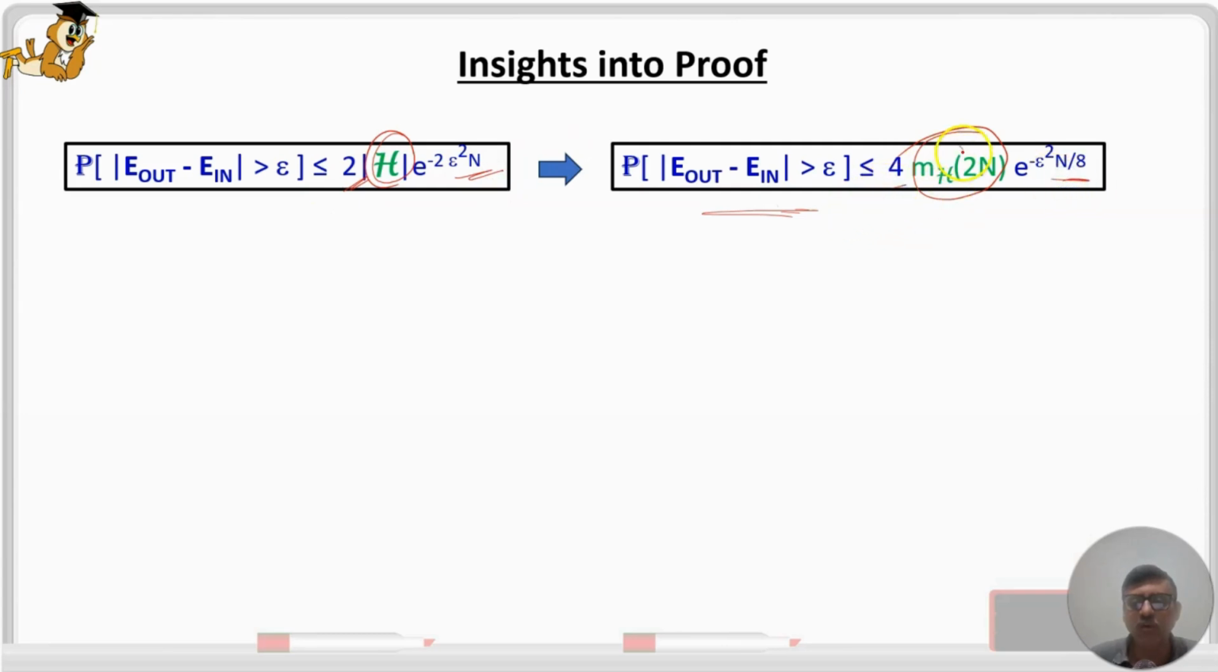So let's focus on this first. This has happened because we estimated the overlap, like we said. So what is it about the overlap that we are talking about? We said the events E out minus E in greater than epsilon are highly overlapping.